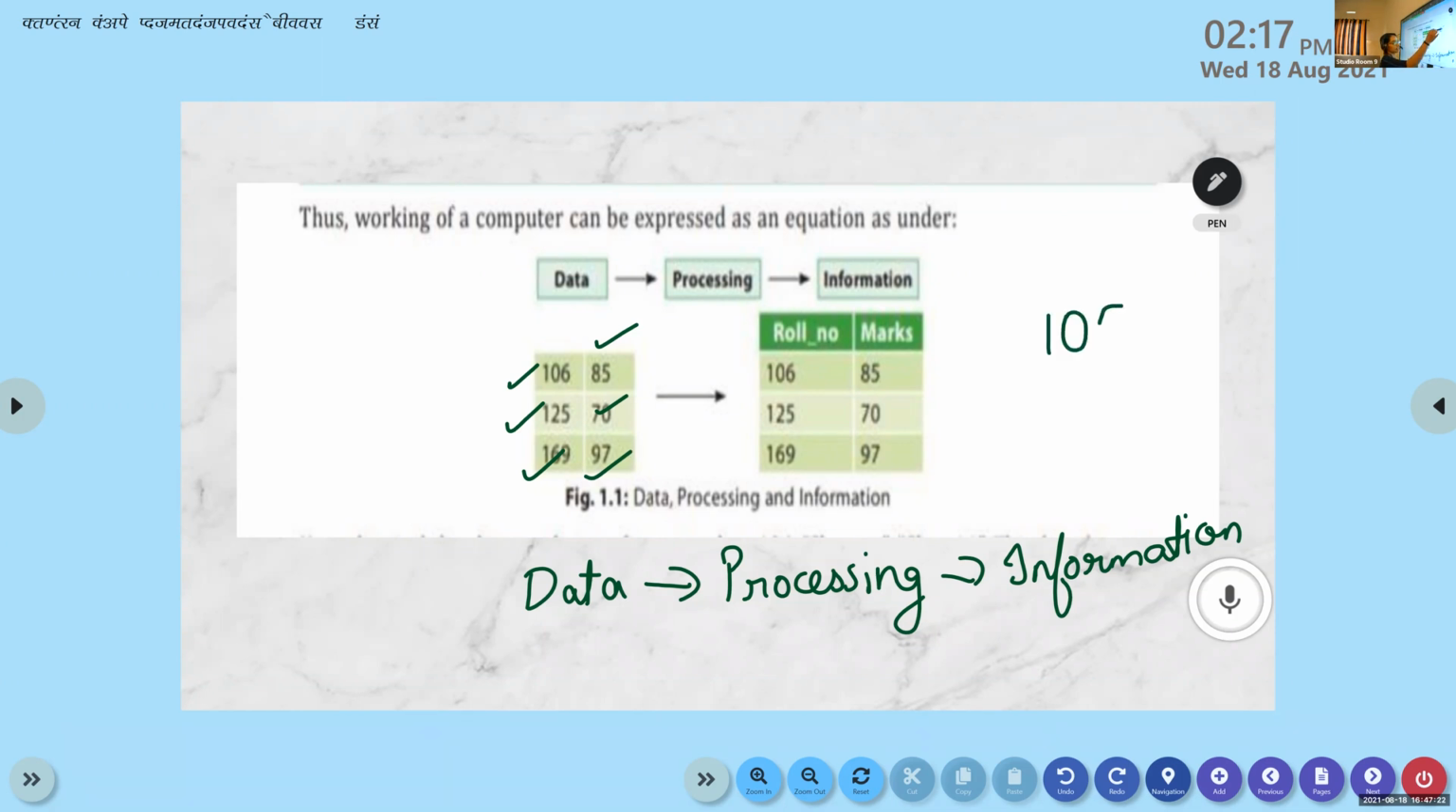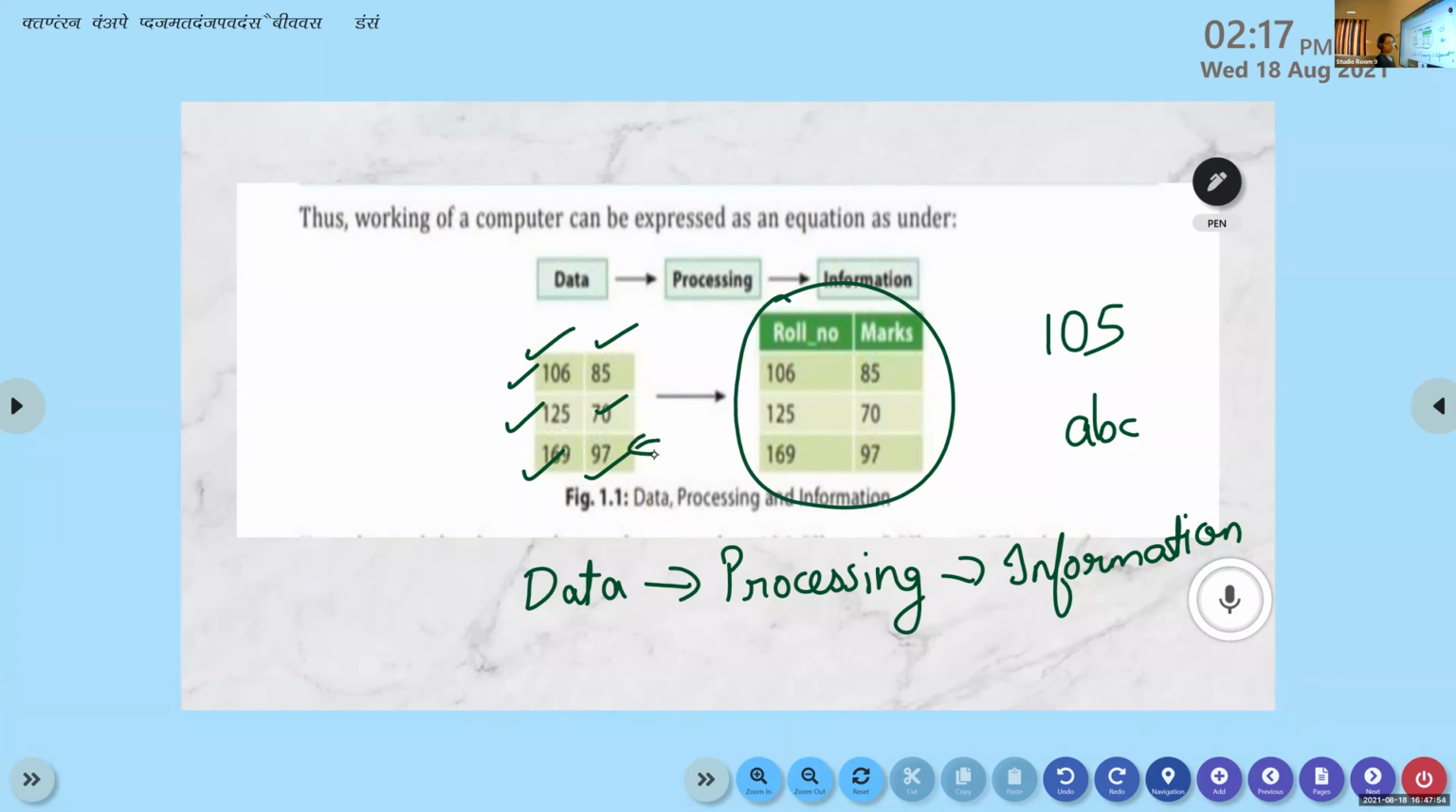If I say this is the example of data, so what is that? This is another example. Raw facts and figures are known as data. When you see this, you will get complete information regarding this data. If you see 106, you don't know what is the relation between 106 and 85. You don't know what is 125, what is 70, what is 169, what is 97.